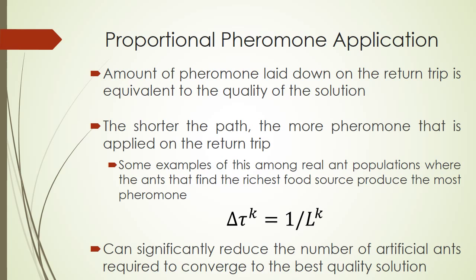The way this is employed is that at the end of the iteration, a delta tau for that ant is laid down on the nodes that it has visited, and it is equal to 1 divided by the length of its trip. Using this method can significantly reduce the number of artificial ants that are required to converge to the best solution.